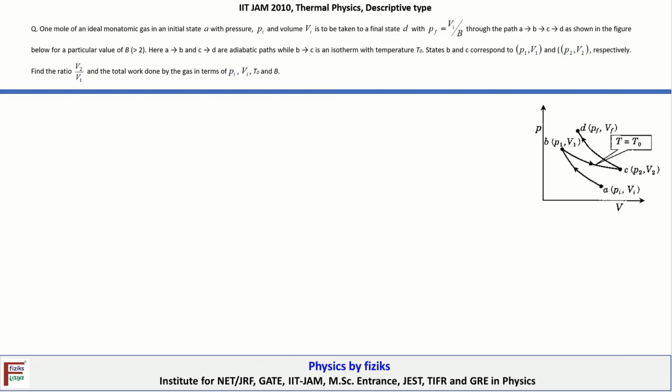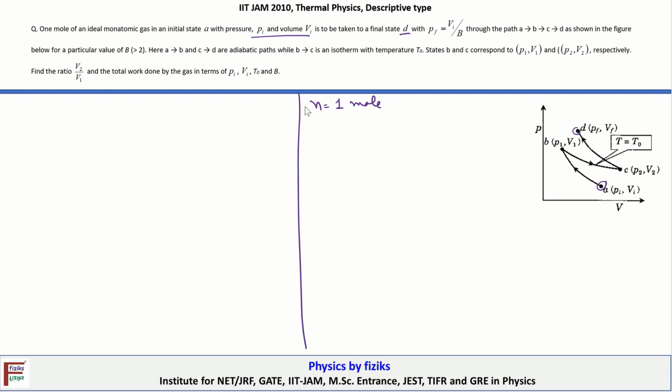So let's continue with the last question. The statement of the question is: 1 mole of an ideal gas, so we are given n equal to 1 mole, in an initial state A with pressure Pi and volume Vi is to be taken to a final state D. So we have to carry out a process from point A with parameters Pi, Vi to the final state, denoted as D, with pressure and volume Pf and Vf.